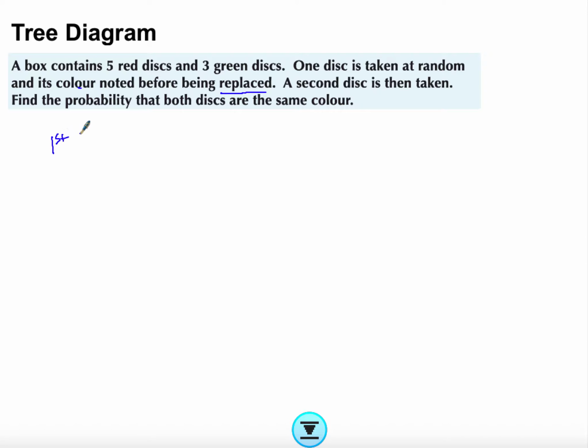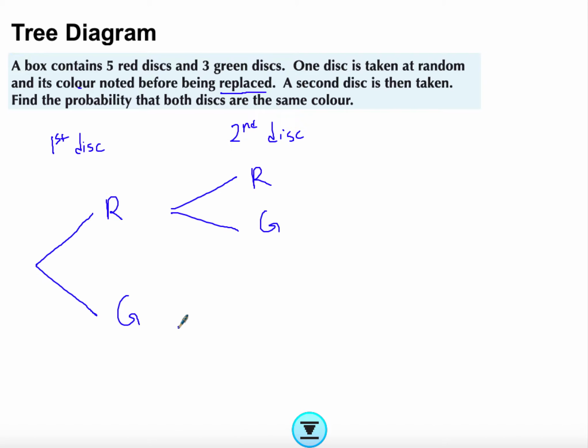So if I take out the first disc, this is my first event. So you need to split your tree diagram into different events. The first disc taken out could be a red disc or a green disc. And then I'm going to take the second disc, and again, it could be a red or a green. For this example, it's simple. We only have 2 options. Sometimes you have more options.